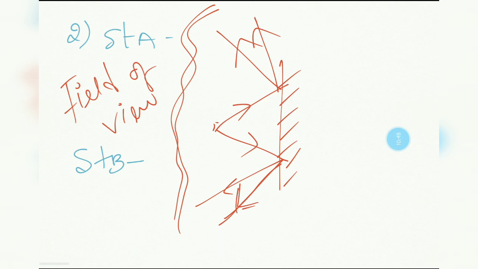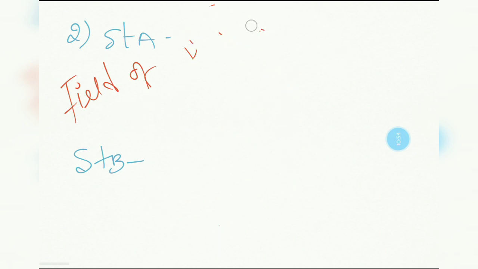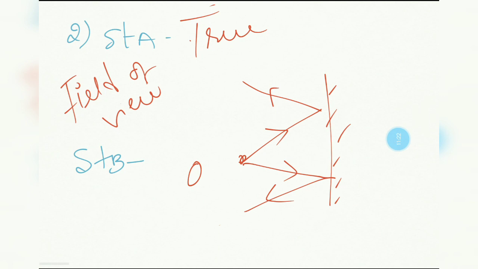So let me erase all this because I need to explain statement B also. Field of view, yeah, so it's a true statement. You have seen about field of view here. Now statement B: the field of view depends on the location of the object in front of the mirror. Suppose this is the location of the object. These are the incident rays and these are the reflected rays. Maybe these are the extreme reflected rays.